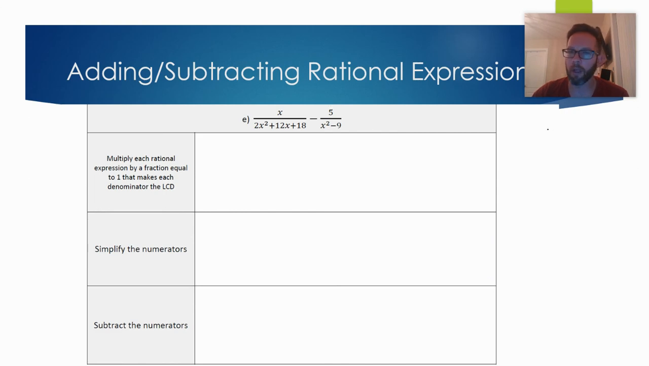Now, for this one, and maybe it might be a good strategy for you, when a trinomial looks like it might take a bit of work to factor, maybe just do your work off to the side, right? I can common factor a 2 from here.